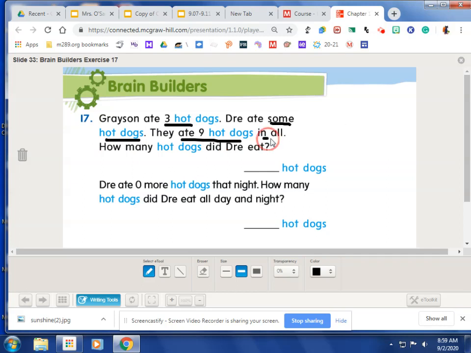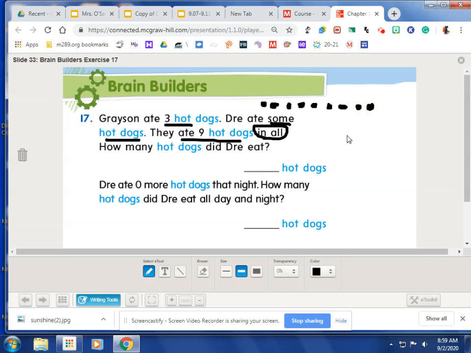So when I hear that in all, that is the sum. That's the total amount. How many hot dogs did Dre eat? All right. We have to figure this out. So what I want to do is model the in all. And how many did he eat in all? He ate 9. So I am going to draw 9 circles. 1, 2, 3, 4, 5, 6, 7, 8, 9.